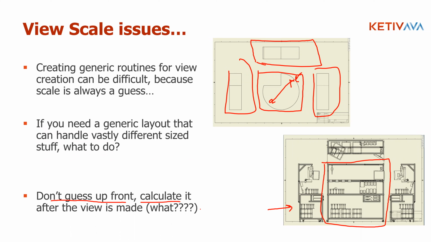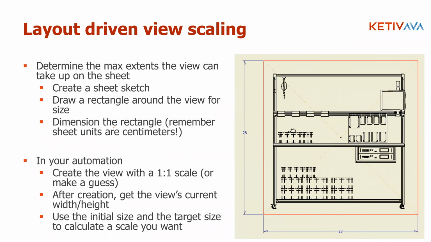You may be saying, what? Yeah, we've actually found this to be a lot more stable and give us a lot fewer gray hairs trying to do it. Basically, the way that we do it is we try to figure out the maximum extent the view can take up on the sheet. So we basically figure out what the bounding box is on the sheet. This is the biggest that we want each view to be, okay?